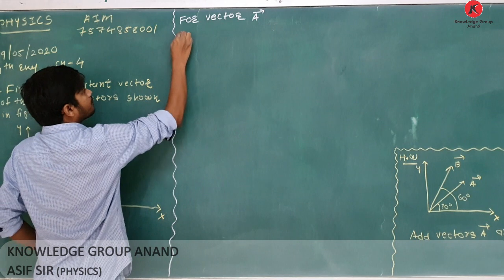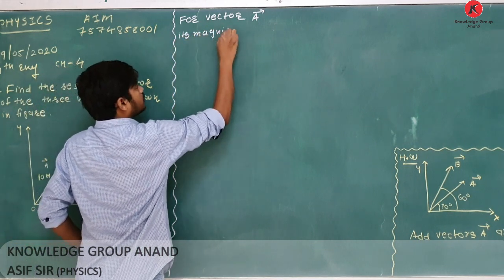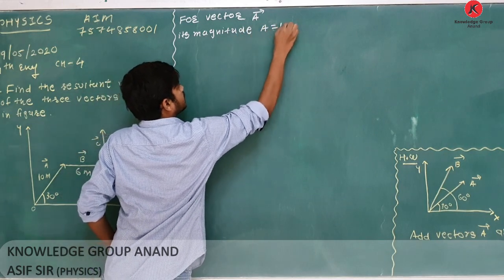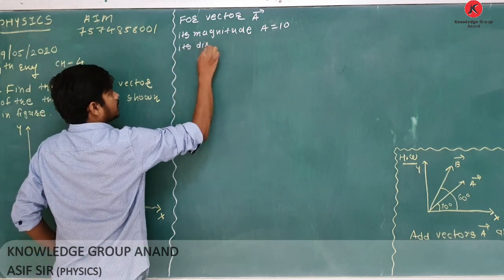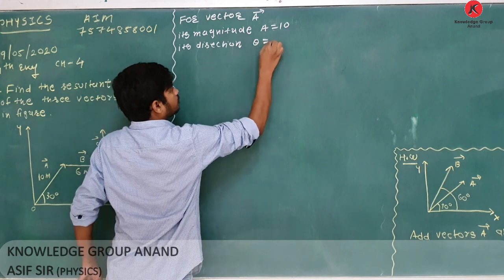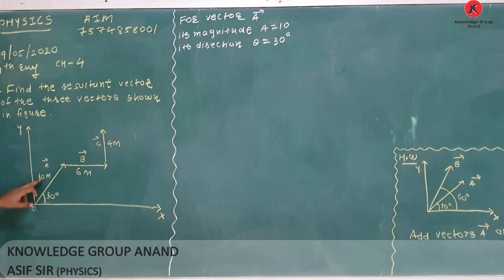So for vector A, its magnitude is given, A is equal to 10, and its direction we are given, theta is equal to 30 degree. Clear about this? So how to identify theta? Vector A has magnitude 10 and direction 30 degree.